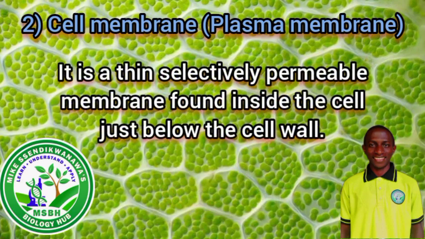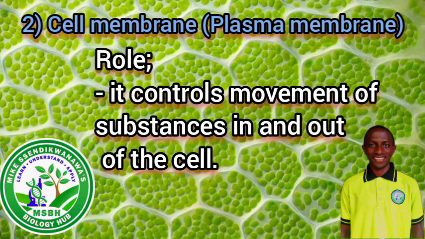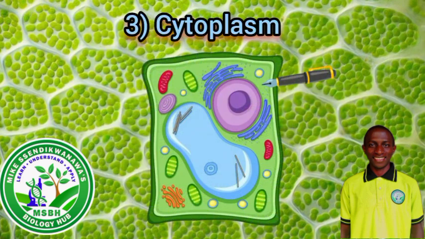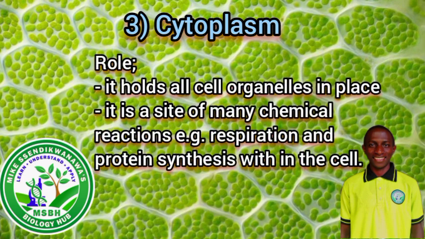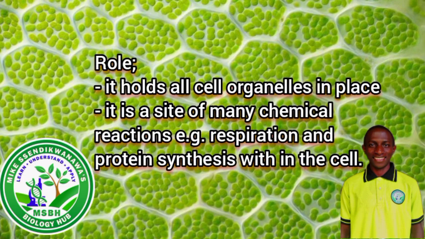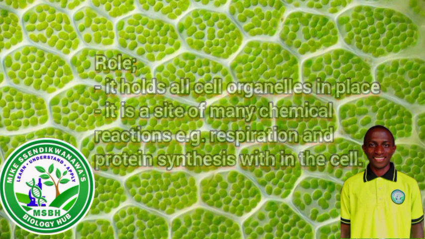2. Cell membrane or plasma membrane. It is a thin, selectively permeable membrane found inside the cell just below the cell wall. Role: it controls movement of substances in and out of the cell. 3. Cytoplasm. It's a jelly-like fluid filling the inside of the cell. Role: it holds all cell organelles in place. It is the site of many chemical reactions, for example respiration and protein synthesis within the cell.